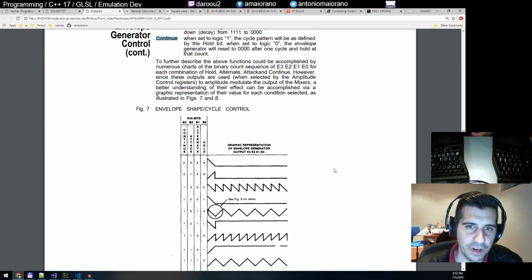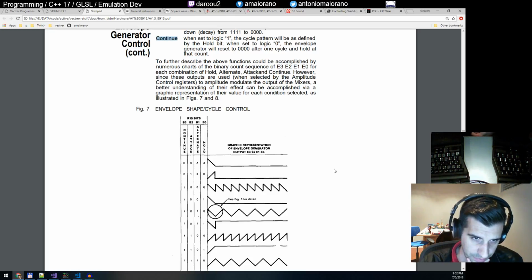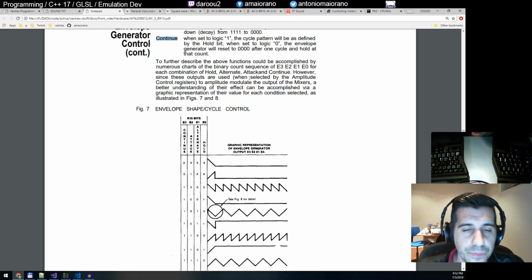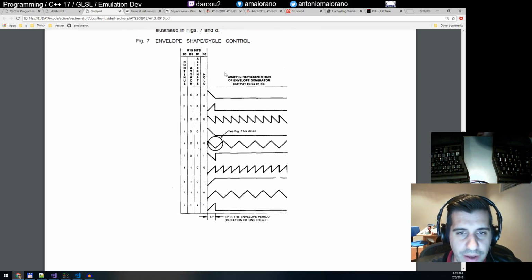To further describe, the above functions could be accomplished by numerous charts of the binary count sequences for each combination of hold, alternate, attack, and continue. However, these outputs are used when selected by the amplitude control registers to amplitude modulate the output of the mixers. A better understanding of their effect can be accomplished via a graphic representation of their value for each condition, as illustrated in figures 7 and 8. All right, graphic representation of envelope generator.